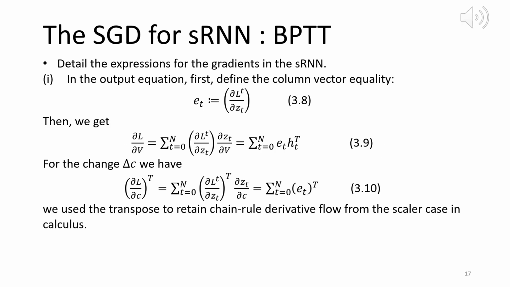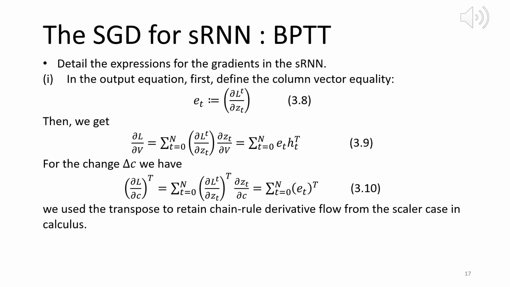Let us derive the detailed expressions for the gradient for each parameter in the simple recurrent neural network model. For the loss function, we will ignore the factor 1 over n prime as we can integrate that part into the learning rate eta. First, we define the column vector e_t as the derivative of the loss function to the output parameters z_t, as shown in equation 3.8.